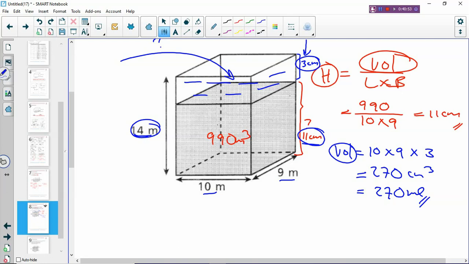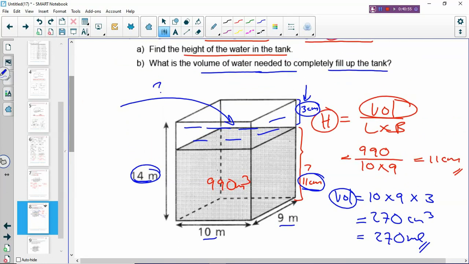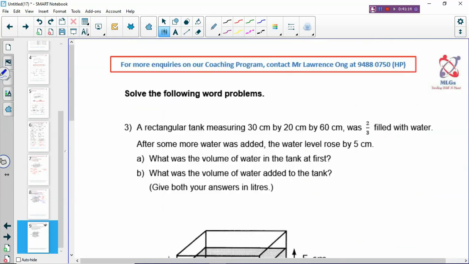Okay, so that's how you find the height of the water in the tank and also the water needed to fill up the tank. So a very simple word problem again, but it's because of these simple word problems that you need to understand. When you understand how to do these simple word problems, then you can do the harder questions later on. Okay, now let's go to the last part of the lesson.